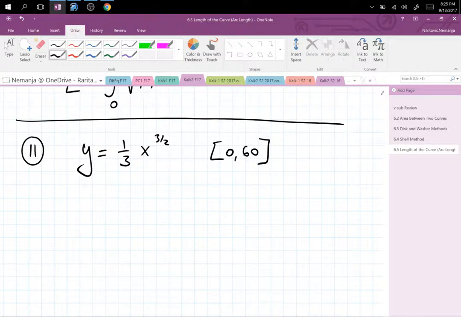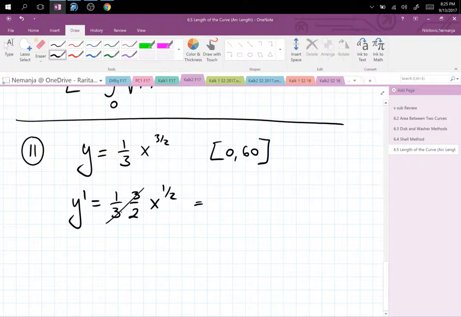So what's the derivative? What's the y prime? We need that. Copy the constant, drop down the exponent, subtract 1, which is square root of x over 2, right? That's what it is.